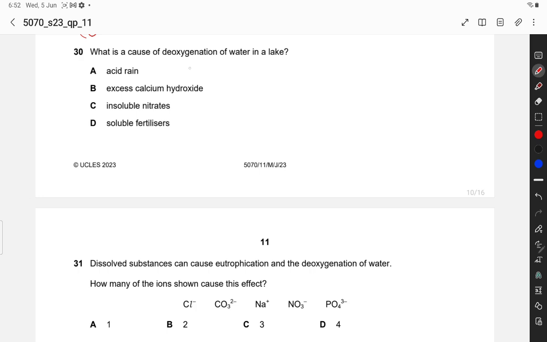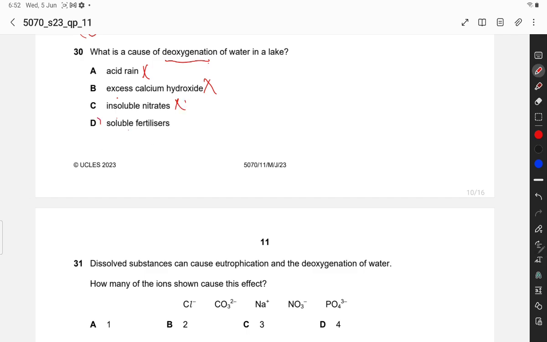Acid rain, cause of deoxygenation. Deoxygenation is a deficiency of oxygen in water. And what is the cause of deoxygenation of water in a lake? Not acid rain, not excess calcium hydroxide. Insoluble nitrates? No, all nitrates are soluble.